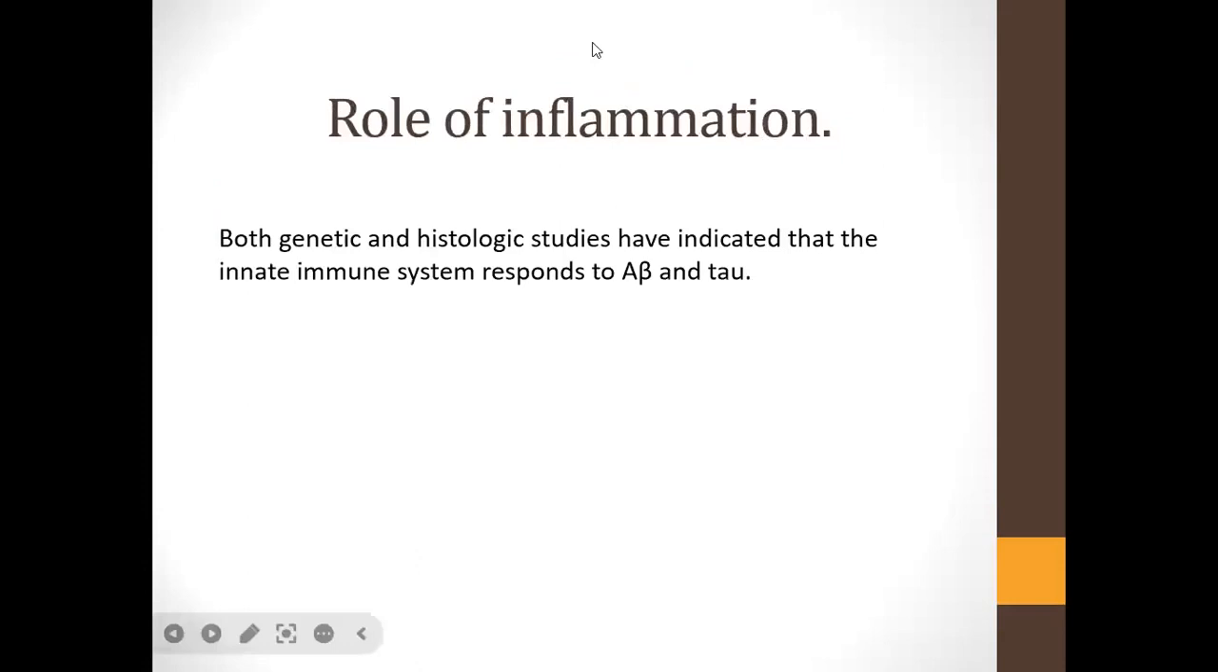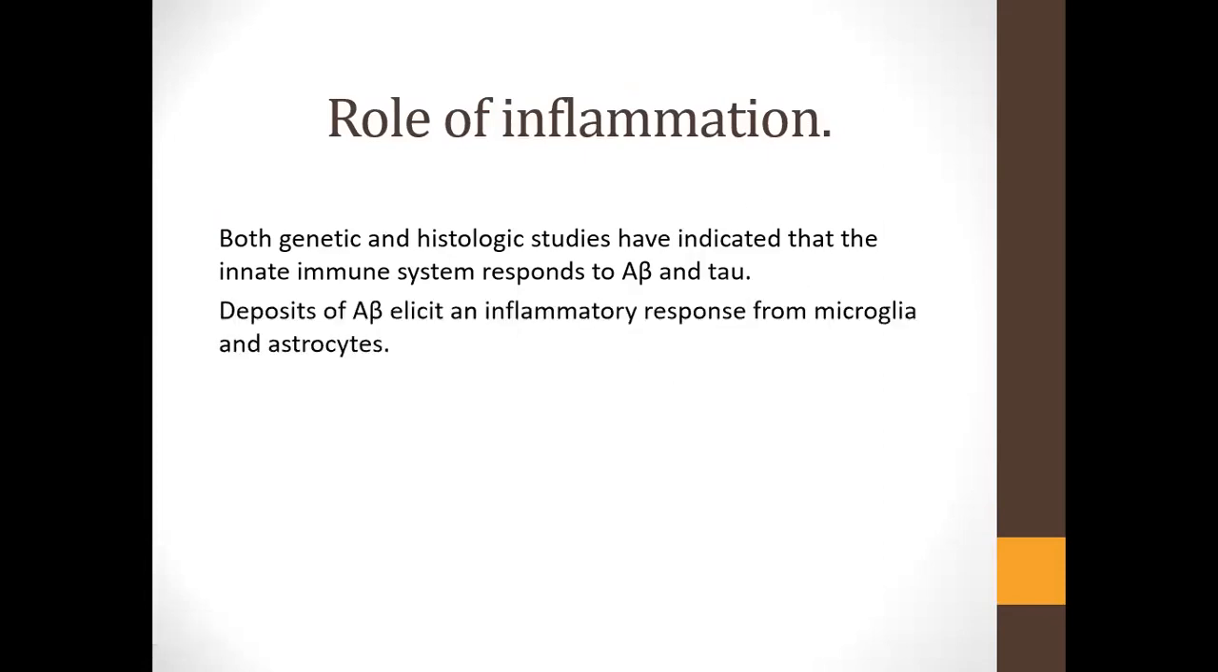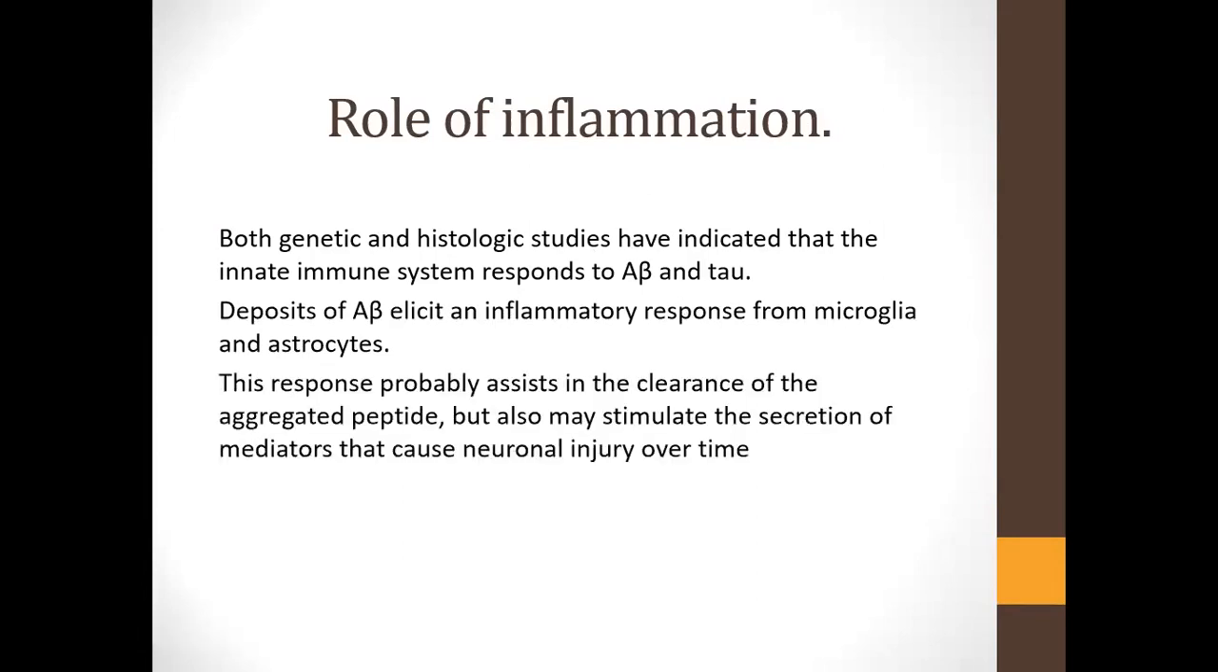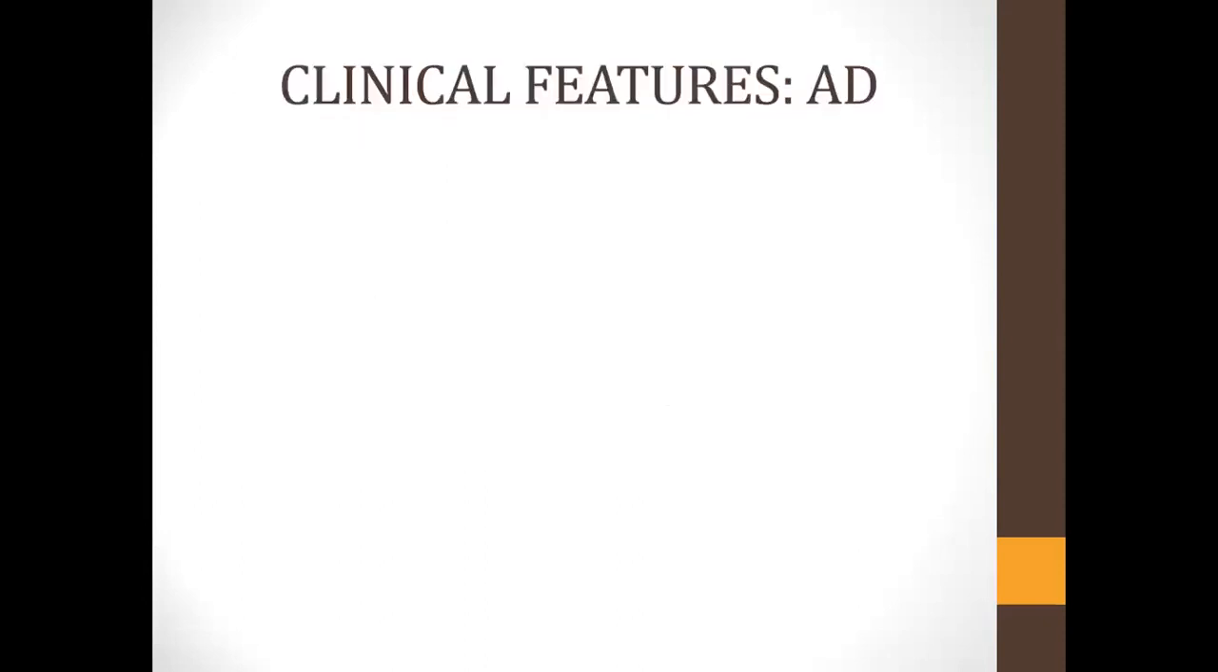Next, we have the role of inflammation. Both genetic and histologic studies have suggested that innate immunity responds to both of these protein aggregates. So what happens is that the aggregation of these proteins will elicit an inflammatory response from microglia and astrocytes, and this response assists in the clearance of aggregates. However, it may also stimulate the secretion of mediators that cause neuronal injury over time, including free radicals.